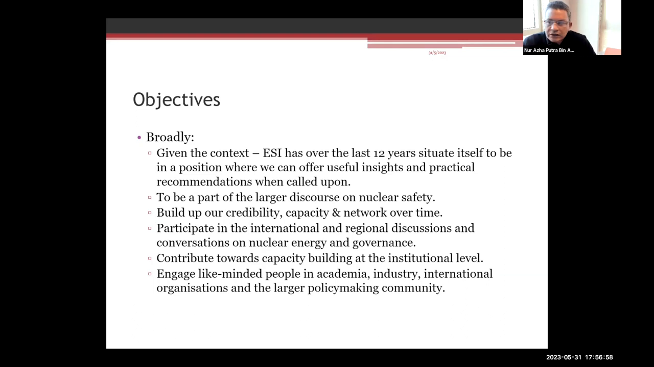As you know, nuclear research in Singapore is still at the nascent stage. And so we try to position ourselves to be part of a larger discourse on nuclear safety, such as this event. We try to build our credibility and capacity over time. We participate in international and regional discussions and conversations on nuclear energy and governance. And we contribute towards capacity building at the international level as well. And of course, it's very important to us that we are able to also engage like-minded people in academia, industry, international organizations, and the larger policymaking community.